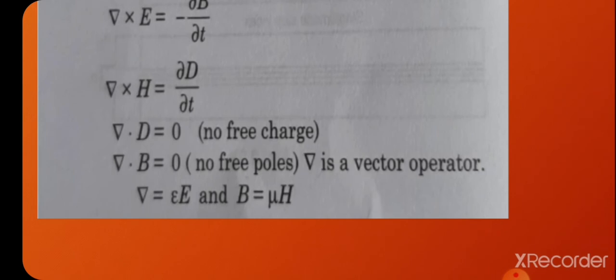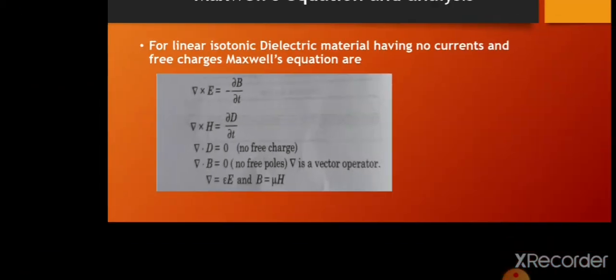In that equation also we are substituting the value of D. What is D? D is epsilon E. And after substituting the value of D, we are taking the curl of that equation, so del cross H. So we will get del cross H is equal to minus mu epsilon into dou square H by dou T square.